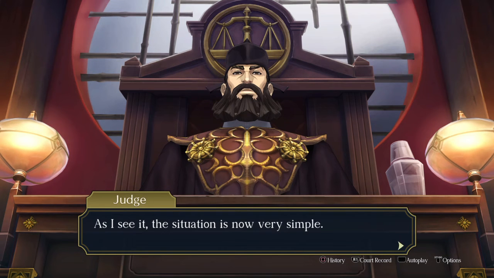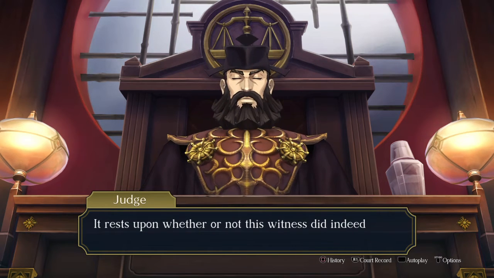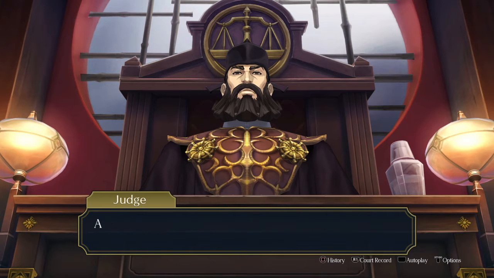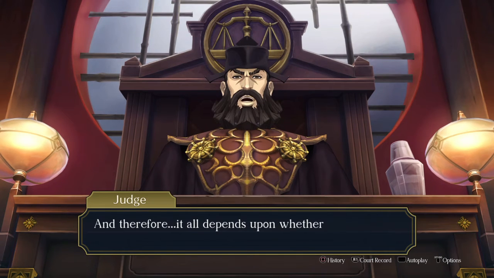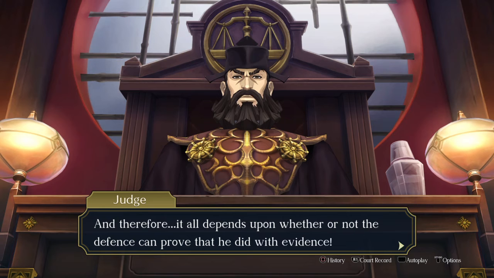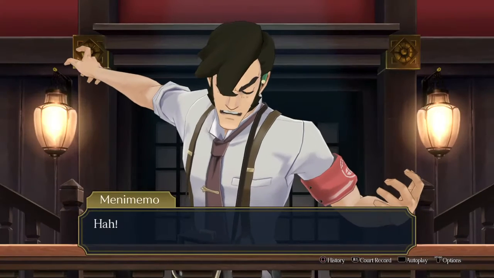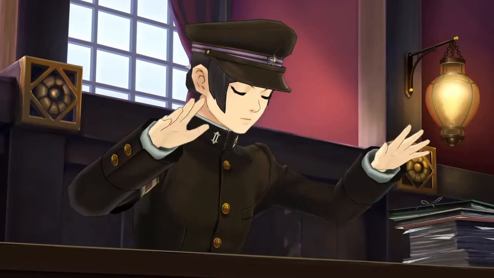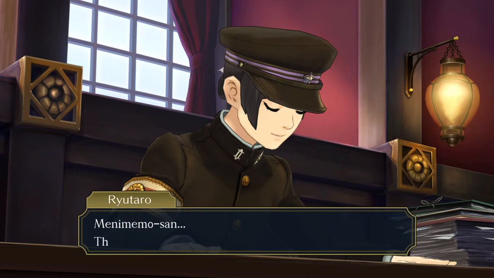As I see it, the situation is now very simple. It rests upon whether or not this witness did indeed steal the poison on the day in question. And therefore, it all depends upon whether or not the defense can prove that he did, with evidence. Ha! No such evidence could possibly exist! I don't know about that one, pal.